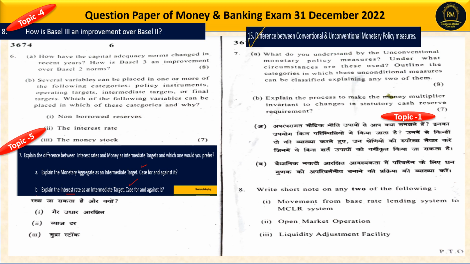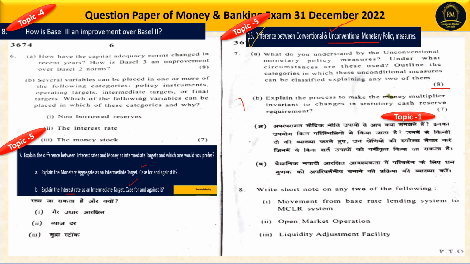So for this question, I gave question number 15 from topic 5 and I asked you to prepare the difference between conventional and unconventional monetary policy measures. So this time you got a question on these unconventional policy measures, and it was an 8-marker question.